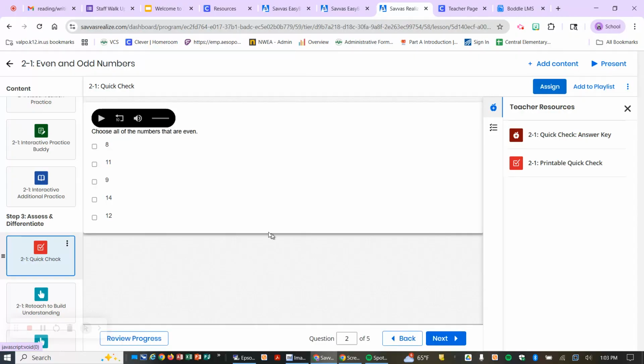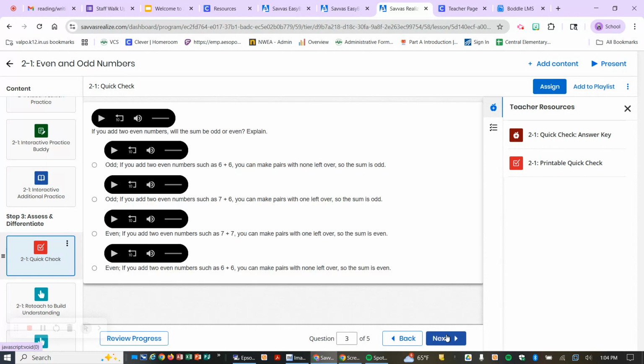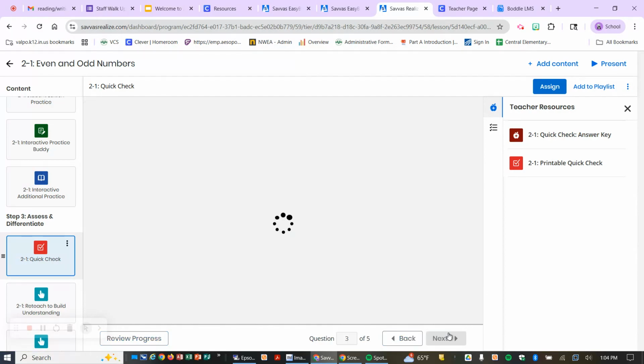Number 2, choose all of the numbers that are even. Hint, there are 3 correct answers. If you add 2 even numbers, will the sum be odd or even? Explain. Listen to these choices. Make your best guess.